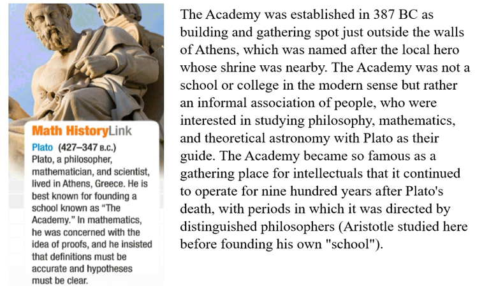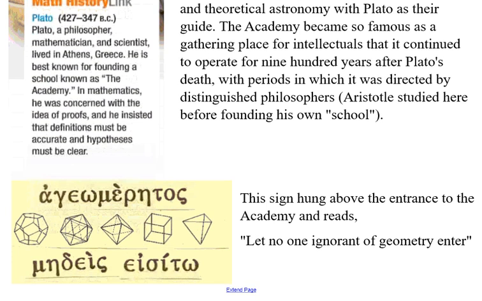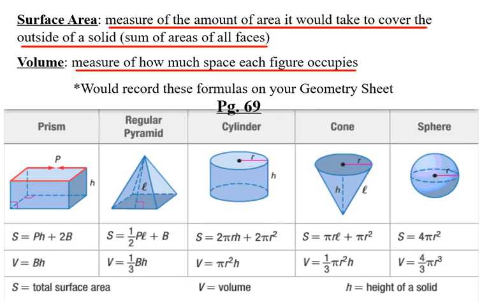Aristotle was a student of the academy. A famous story about the academy, above the entrance to it hung a sign. That sign in Greek said, "Let no one ignorant of geometry enter." So a little aside about the history of geometry.